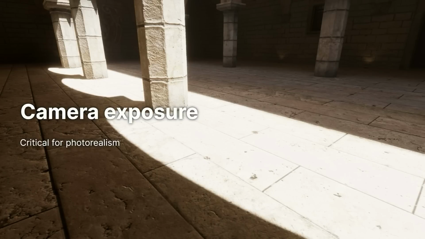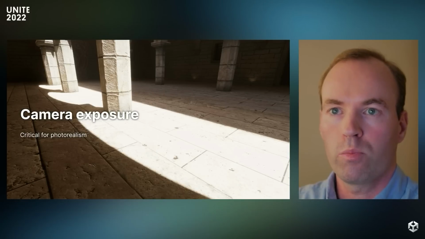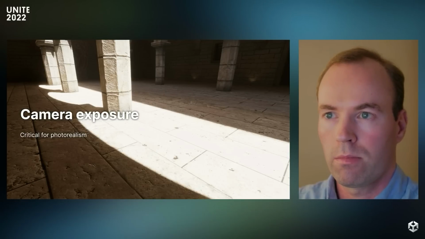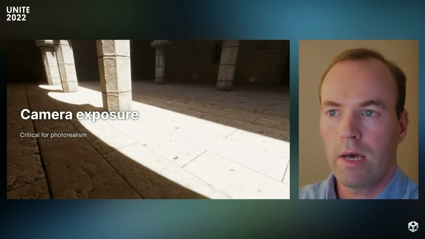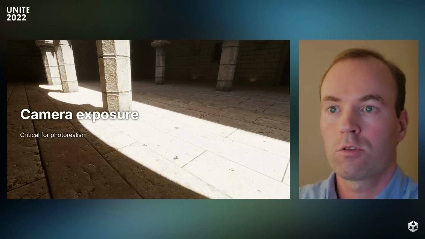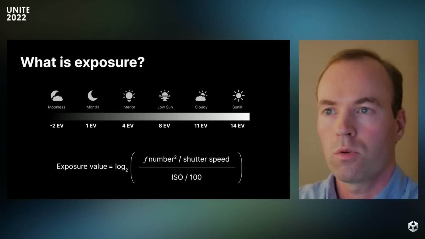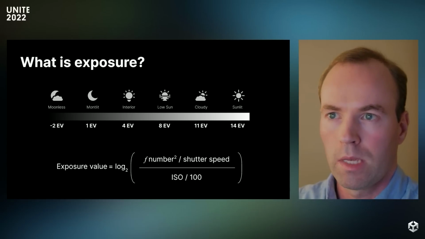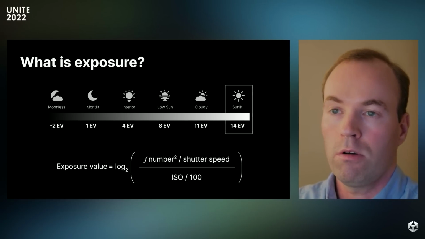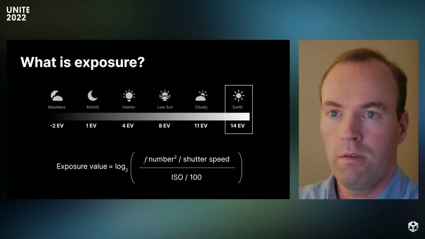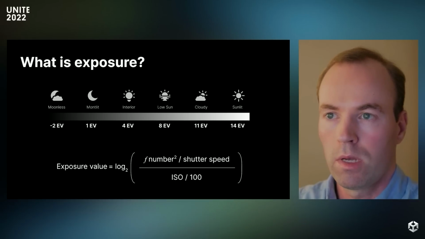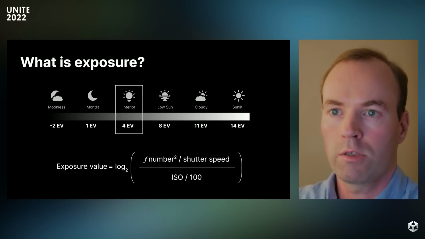Now that our scene is lit correctly, we can cover the complex topic of camera exposure. As we've seen earlier with the sky, a correct exposure is extremely important for the photorealism of the scene. So what is exposure? It is simply an amount of light. A high exposure means a lot of light, for instance 14 EV for a sunlit environment. A low exposure means a low amount of light, like 4 EV for a darker interior.